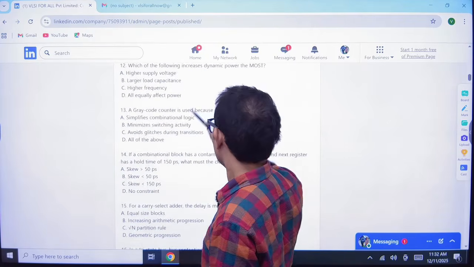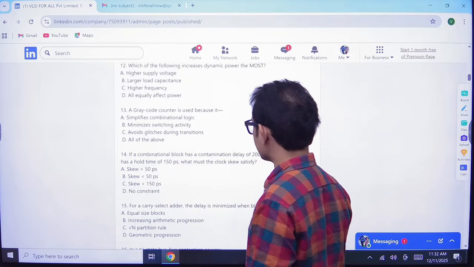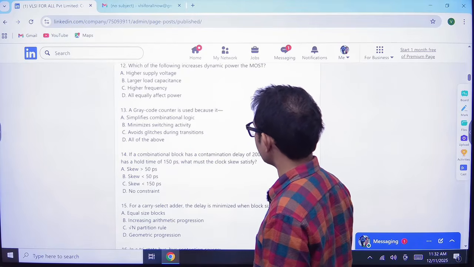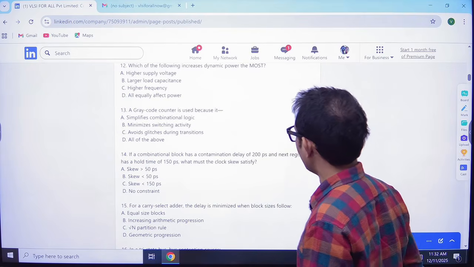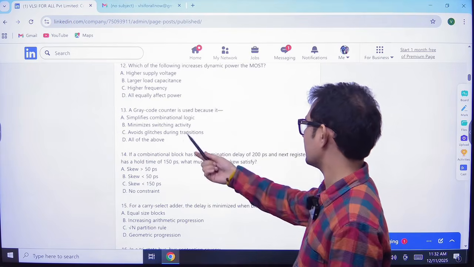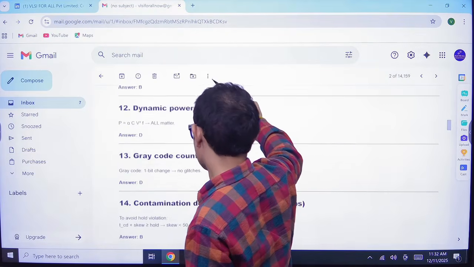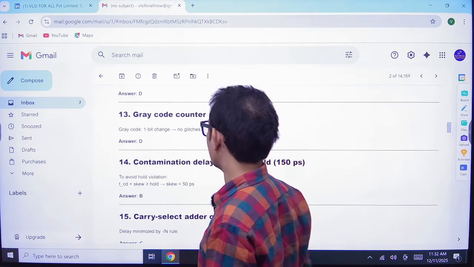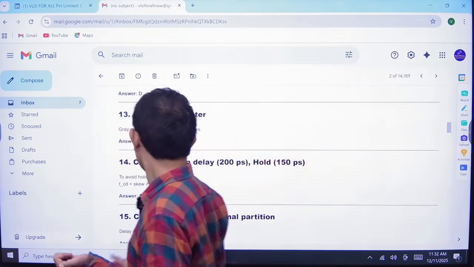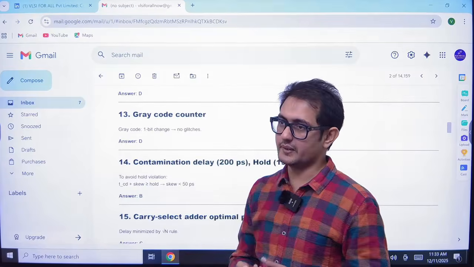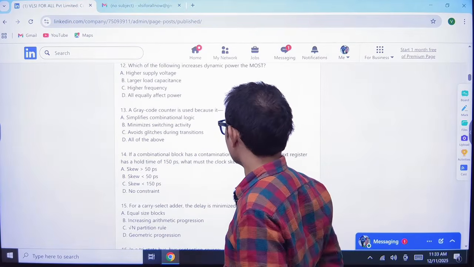Fine. Next question: a Gray code counter is used because it simplifies combinational logic, minimizes switching activity, avoids glitching, or reduces transistors. Answer is A? See the answer, D. In a Gray code counter, one bit changes at a time, so no glitches are there. Glitches will be reduced. So the answer is D.